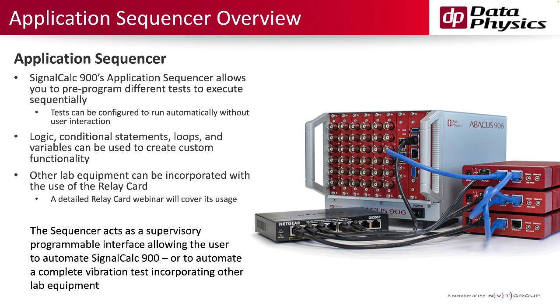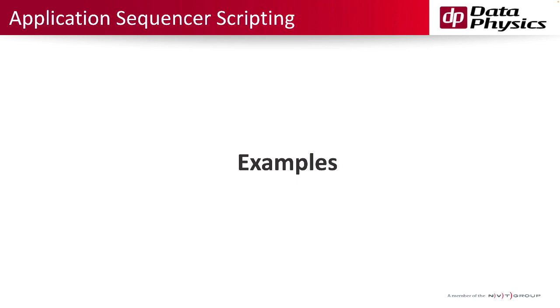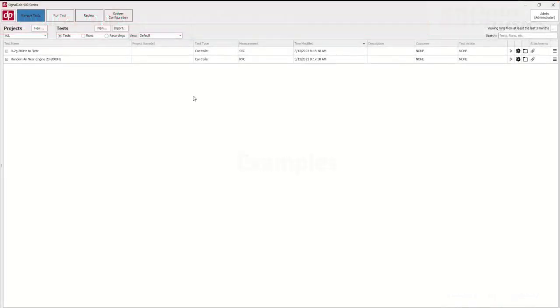So I'm going to get into some examples of how this works. I'm probably going to keep it quite simple today, but the functionality goes pretty deep. So I'm going to switch over to SignalCalc 900 now. Here we are. Here I have SignalCalc 900 open on my screen, and I've got 2 tests here.